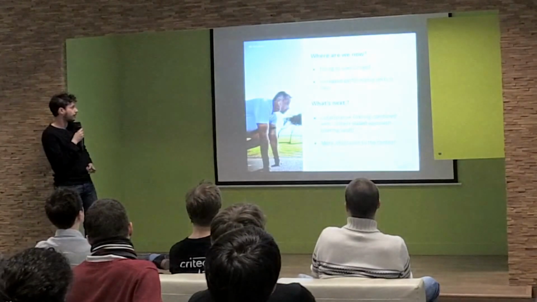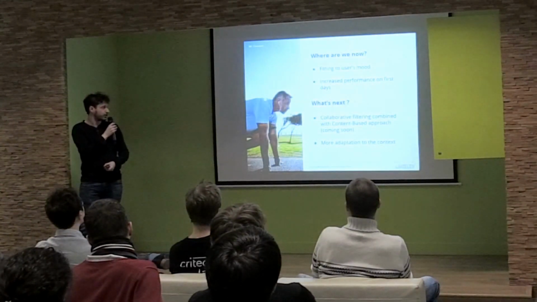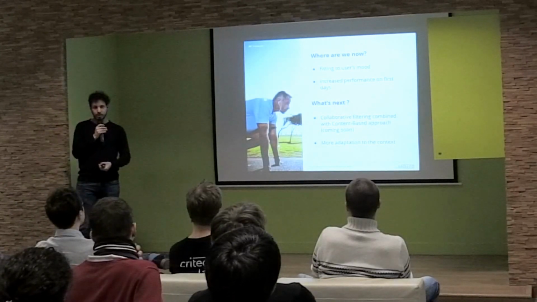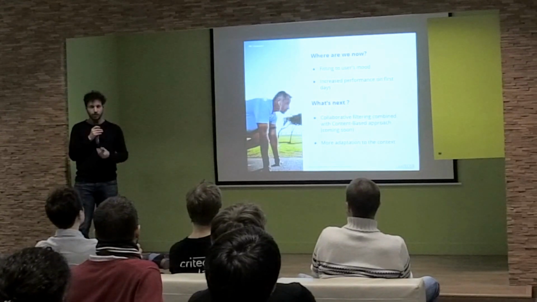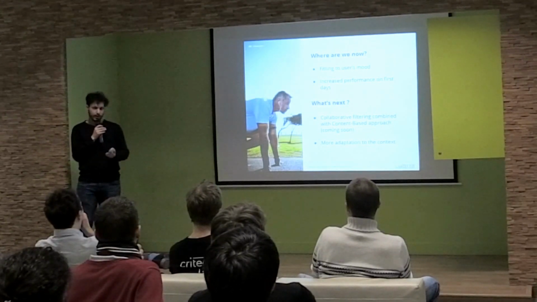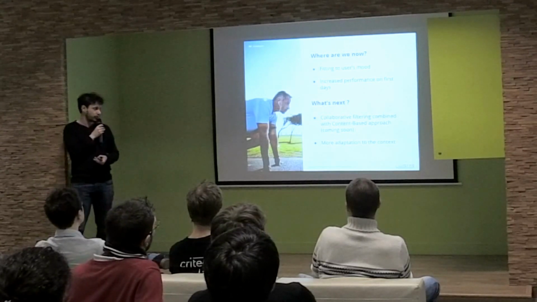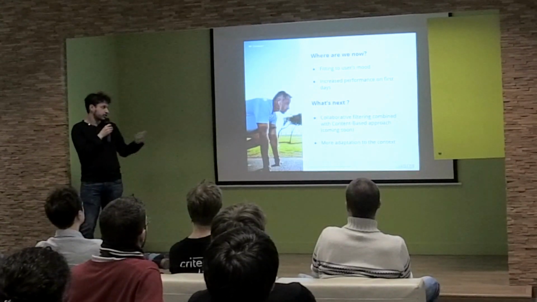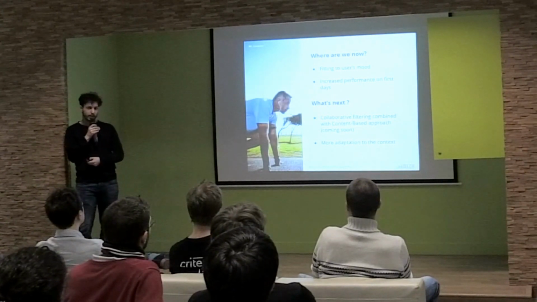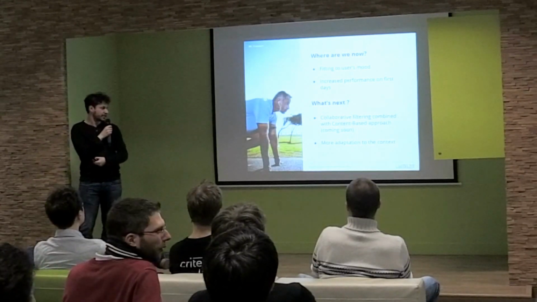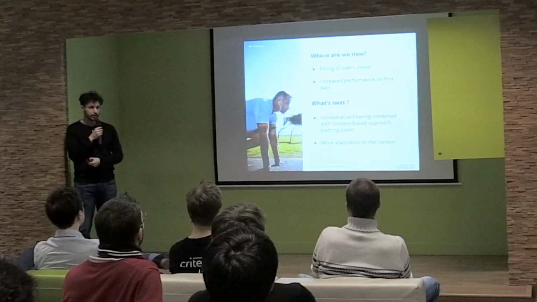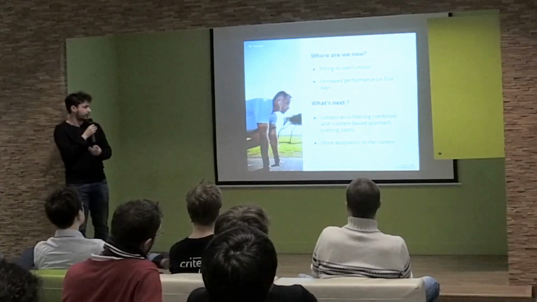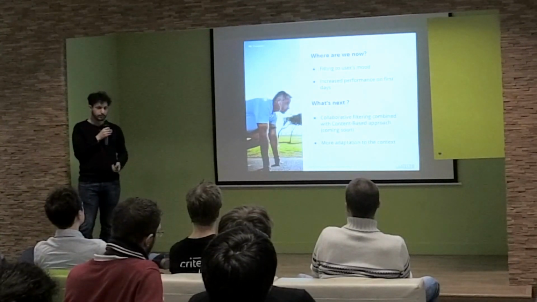Just to conclude, so now, as I said, we could fit to user mood. We also have increased performance on the first day because we don't need more data than in the first version of the flow, where everything was computed offline. So that was really an improvement. And what's next in the future of the flow? I can announce that there will be another algorithm coming soon that will mix the content-based approach and the collaborative filtering approach to take the best of both approaches. And we also will have more improvements to adapt more to the context.